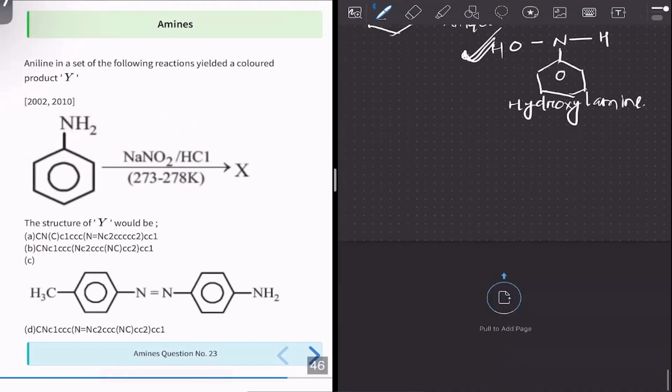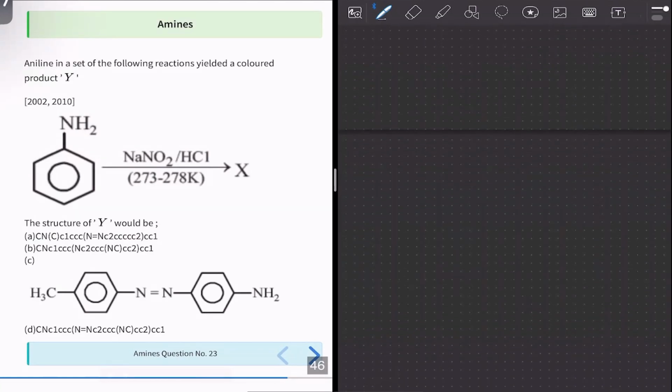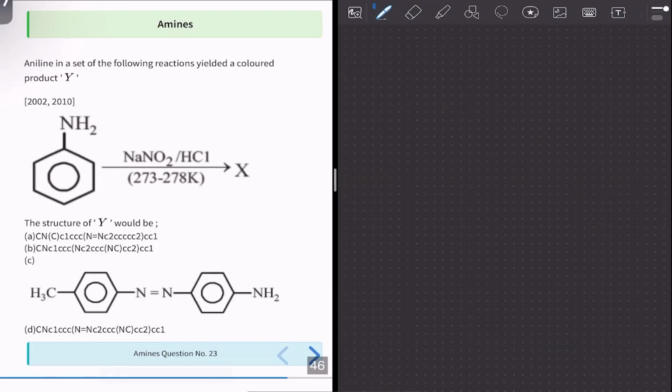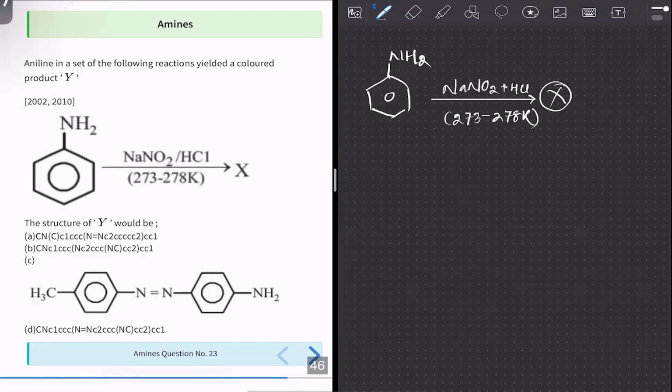Aniline in the following reaction yielded a colorless product. Why? Here also the question is not that clear because it is given till a series of X, but it is asking for Y. How can you find out the Y if it is not given? So we'll find till X. NH2 reacts with NaNO2 and HCl at 273 to 278 Kelvin to produce X. That X will be benzene diazonium chloride.